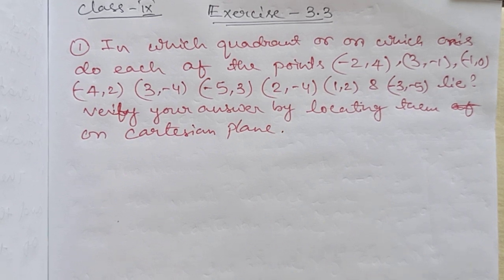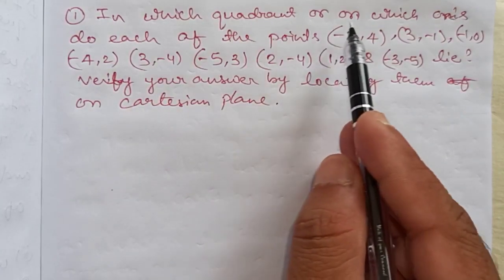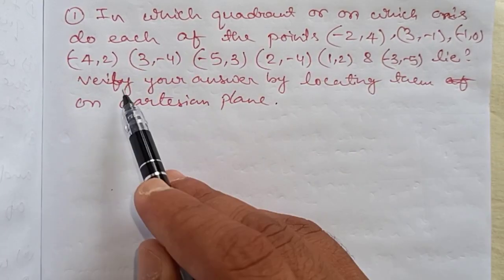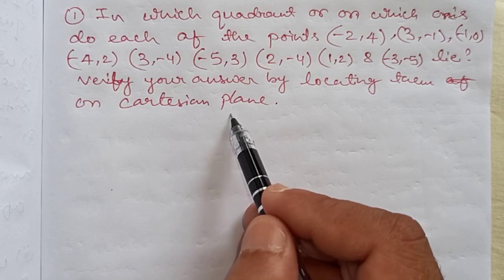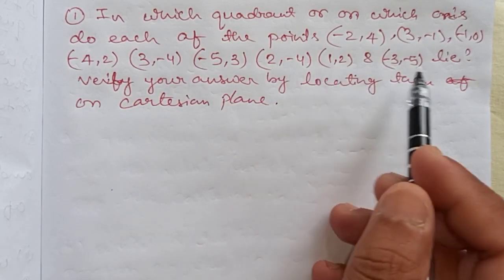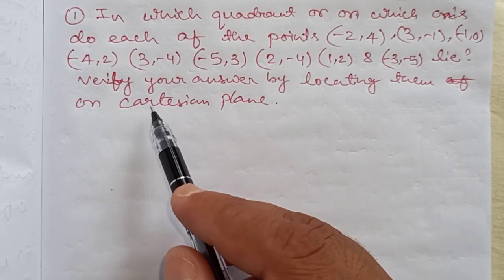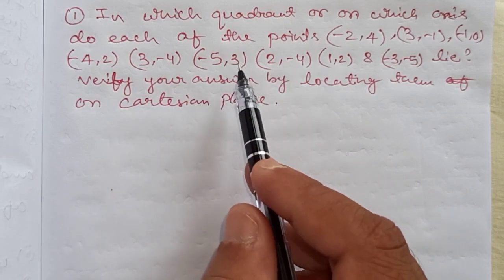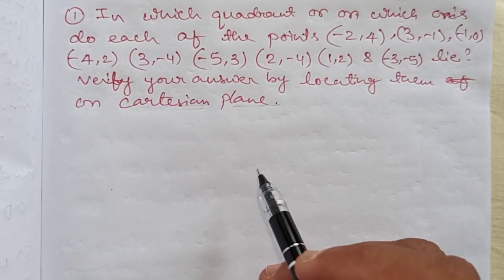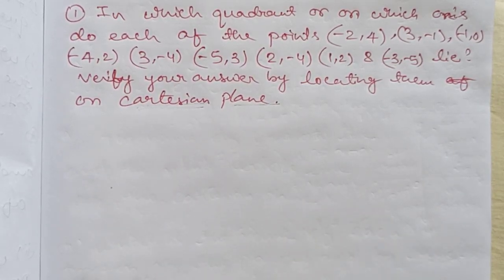The first question of the exercise says: in which quadrant or on which axis does each of the points lie? Verify your answer by locating them on the Cartesian plane. So we have to tell in which quadrant each point lies, as well as verify by locating them in the Cartesian plane. First of all I will draw a Cartesian plane and locate all the points on that plane, and then we will write the answer.